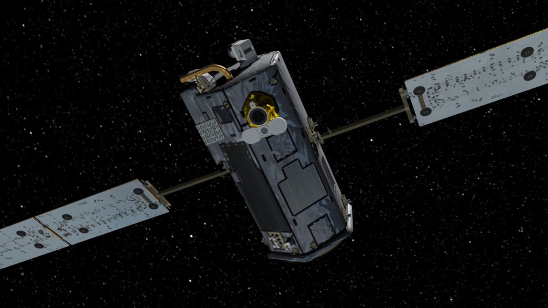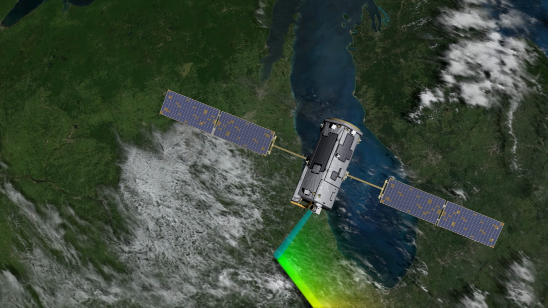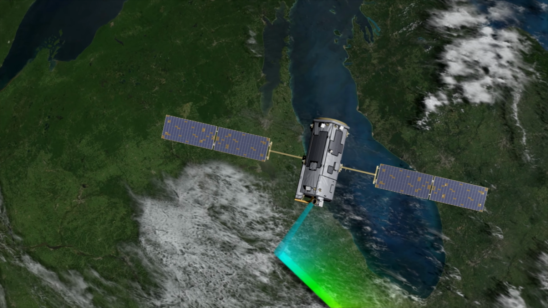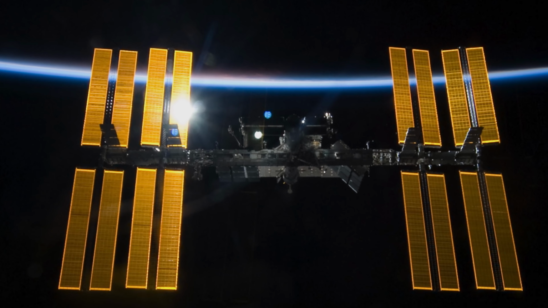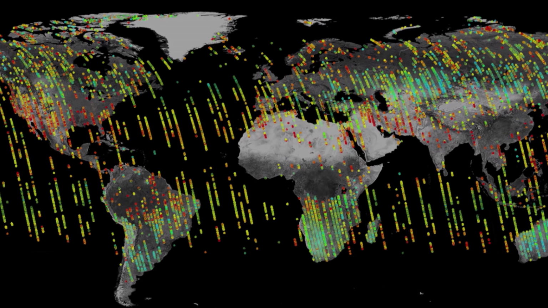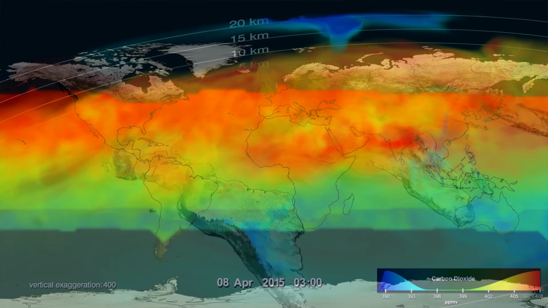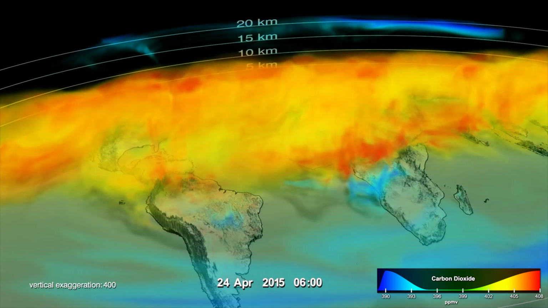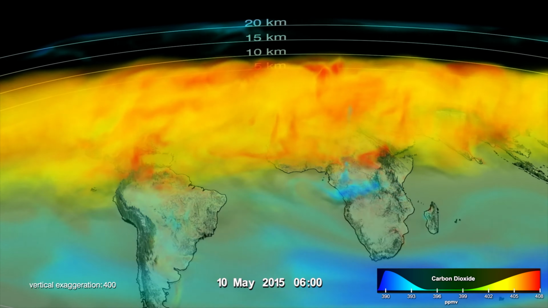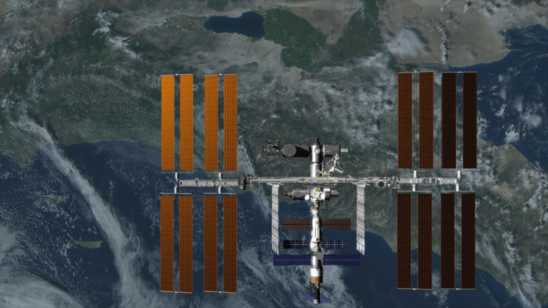OCO-2 was built to last 2 years. We've had it up there for 4 years, but there's always a risk it's not going to survive. So OCO-3 goes on the space station in the spring. We'd like to have measurements that cover a long duration, and OCO-3 is going to help add to that record. OCO-3 is going to specifically produce a data set of carbon dioxide measurements.